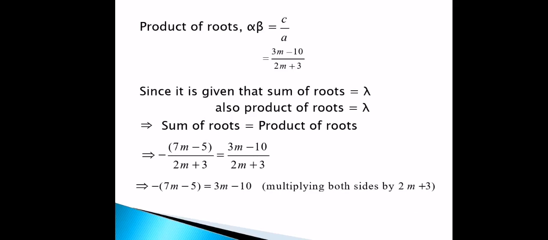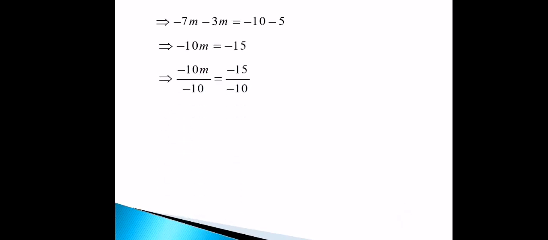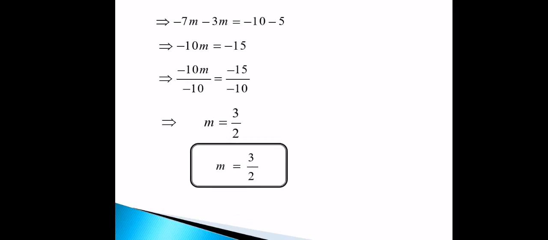While multiplying by 2m plus 3, we just get minus bracket 7m minus 5 is equal to 3m minus 10. While multiplying the negative sign to the terms inside the bracket, we just get minus 7m plus 5 is equal to 3m minus 10. Shifting 3m towards the left hand side and 5 towards the right hand side, we just get minus 7m minus 3m is equal to minus 10 minus 5. While adding both the terms, we just get minus 10m is equal to minus 15. While dividing by minus 10 on both sides, we just get m is equal to 3 by 2. So the value of m is 3 by 2.